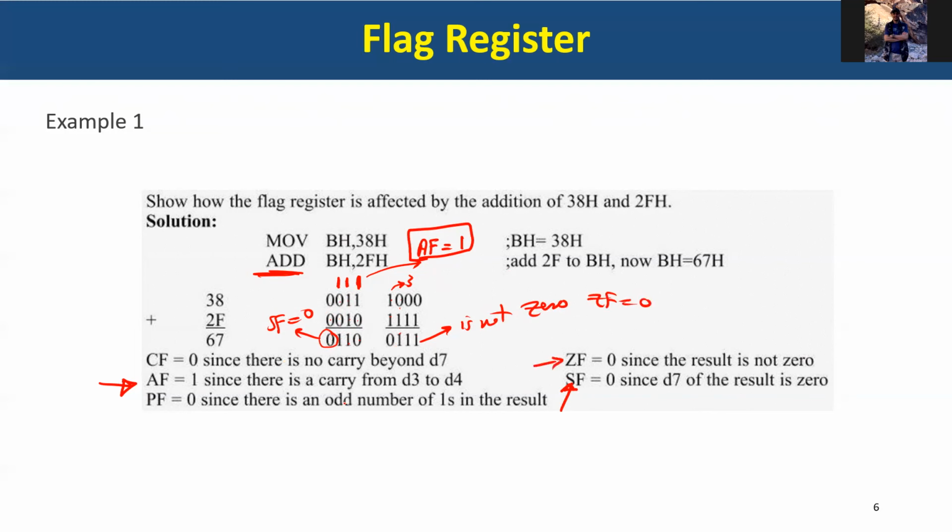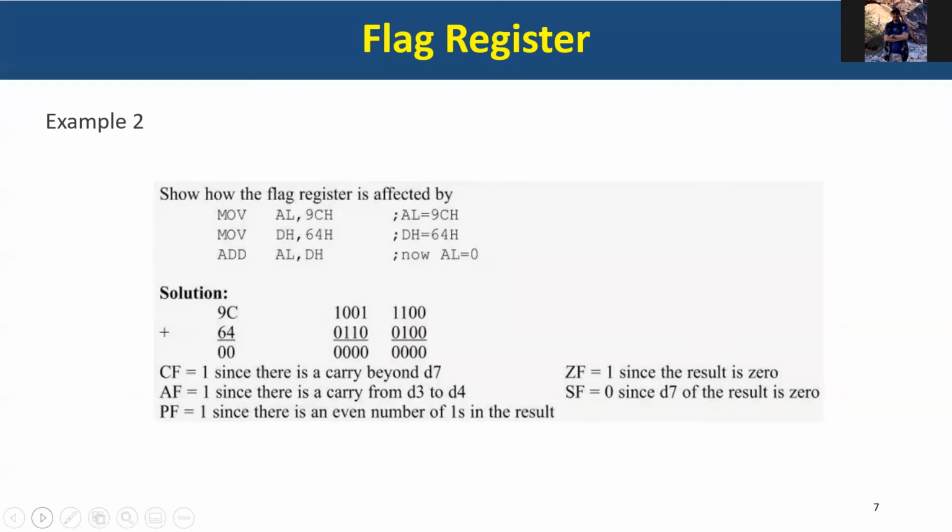That's also right. For the parity, we count the number of ones in the 8 bits. We have 8 bits here. Let's count the number of ones: 1, 2, 3, 4, 5 ones. So the parity flag should be 0. Let's check. Yeah, that's right. And we have no carry from the 8th bit, since 0 plus 0 is 0, so the carry flag should be 0. Good. Let's take another example.